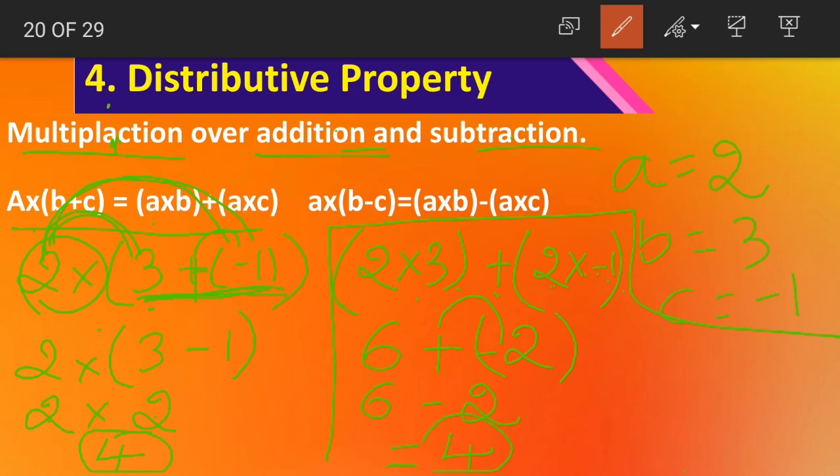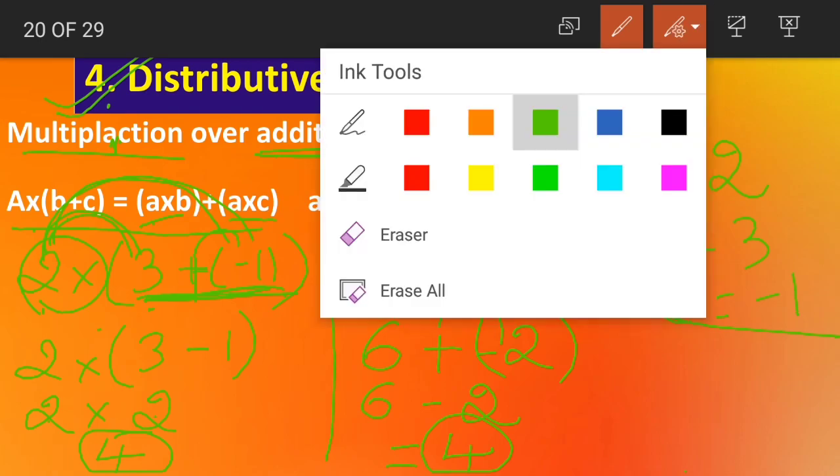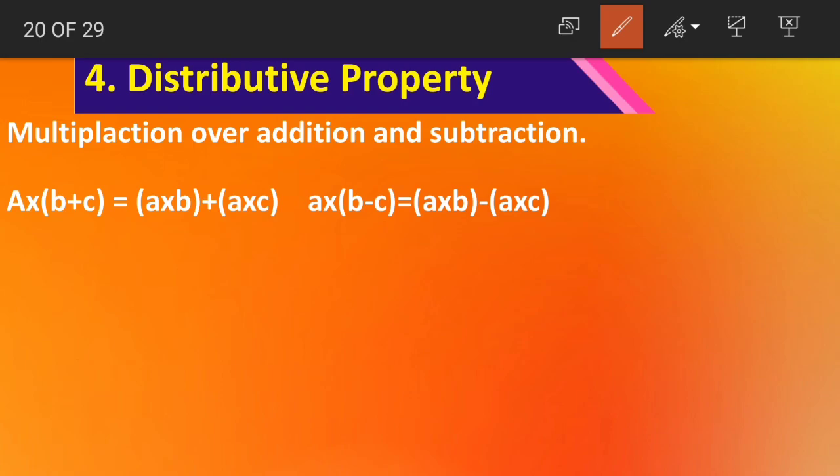Look here, LHS is equal to RHS. So we can say that the multiplication over addition of integers follows distributive property. A into brackets open b plus c is equal to a into b plus a into c. Understood class? First we added the terms and then multiplied. In RHS we multiplied the terms and then we added both of them together. In both the cases we got the same answer 4. So we can say that multiplication over addition of integers follows distributive property.